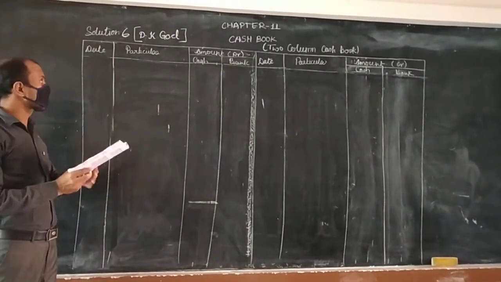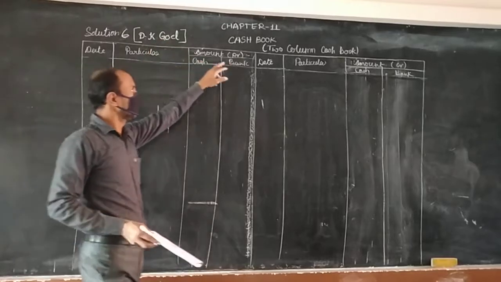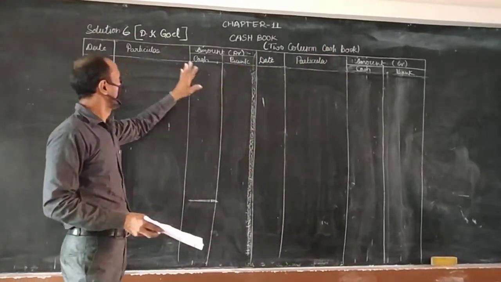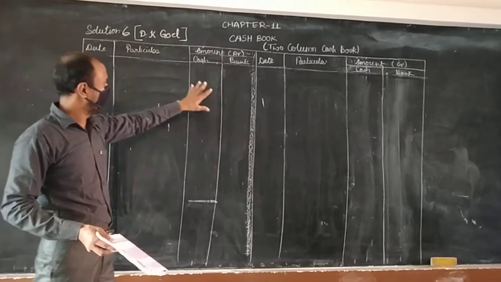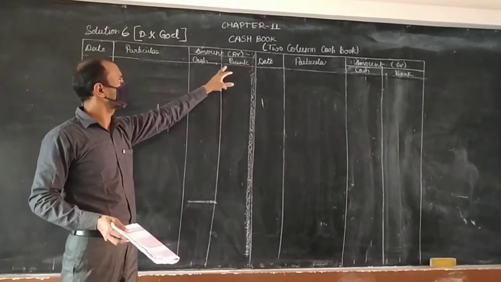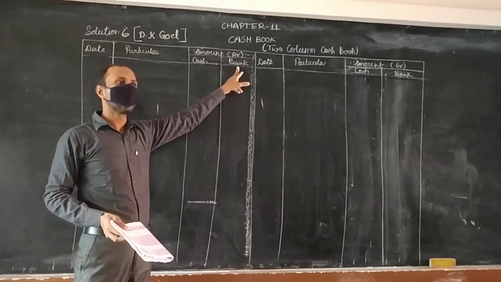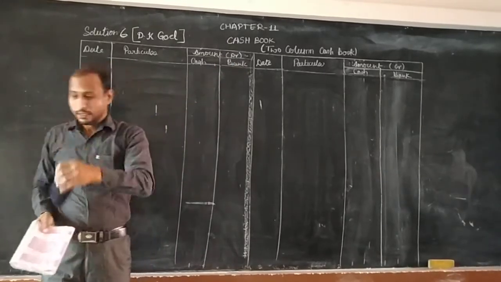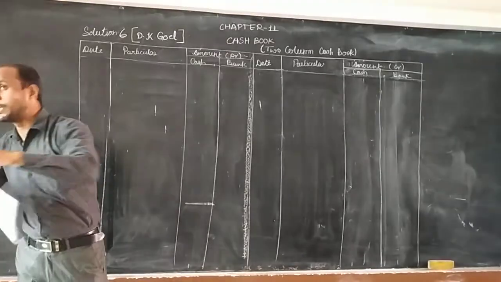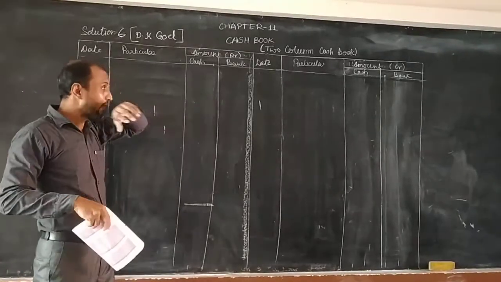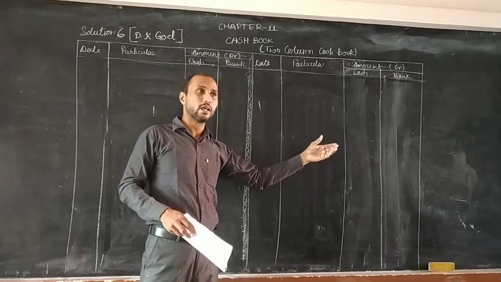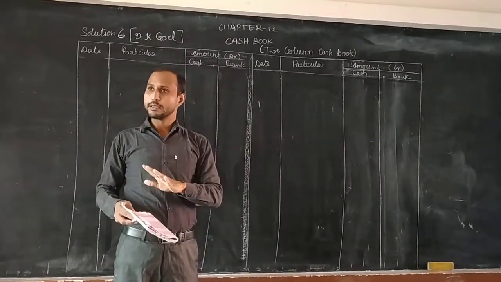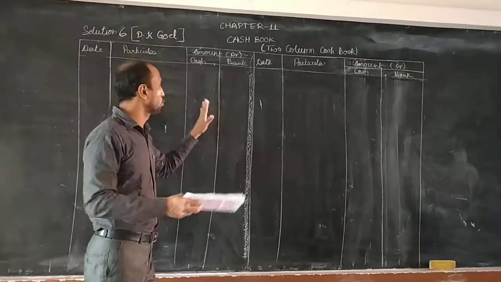So here we have question number 6 from DK Goyal, and it is a double column cash book, or two column cash book. Now you observe here on the receiving side we have 2 columns. First is your cash, another one is your bank. In the previous question, when we deposited the cash into the bank, we recorded that cash on the payment side only, but we did not receive that cash in our bank. It is clear? But here we have a two column cash book.